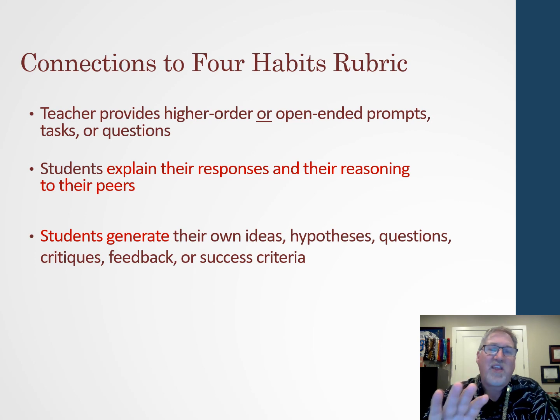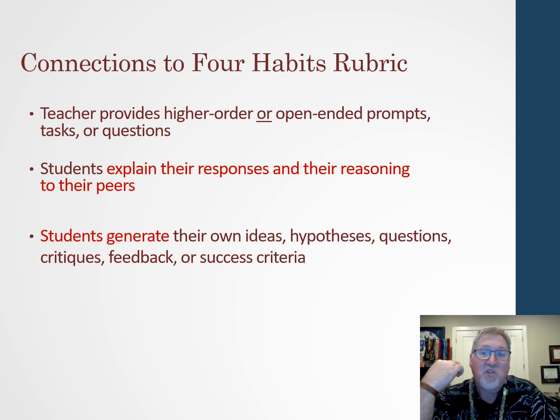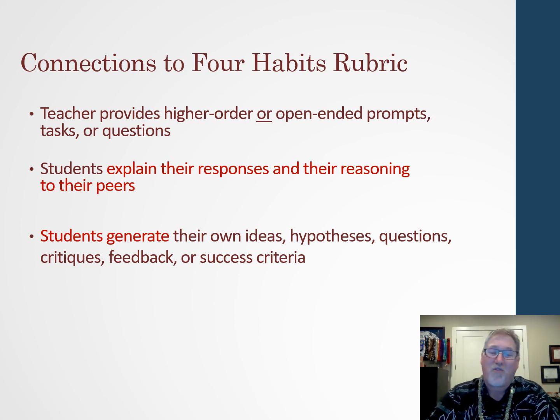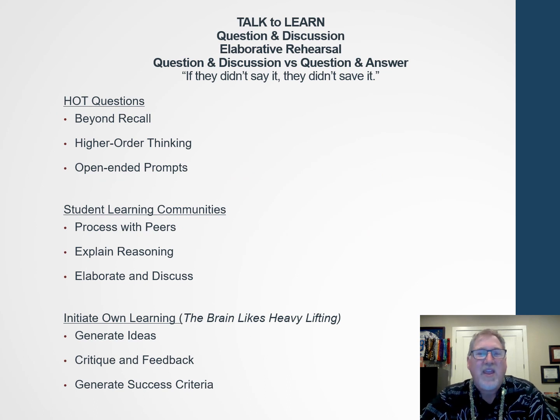So the idea behind these three bullets, as you look at these in the four habits, as you look at talk to learn, is these three things help our brain store information in multiple locations, which gives us more options for retrieval. As you get into it, I hope you'll take a closer look at the rubric now that you see where we're at with the third column on talk to learn. You're going to see with HOT questions that there's three big ideas there. There's try to go beyond recall. It's higher order thinking questions. Try to be thinking about open-ended prompts related to student learning community.